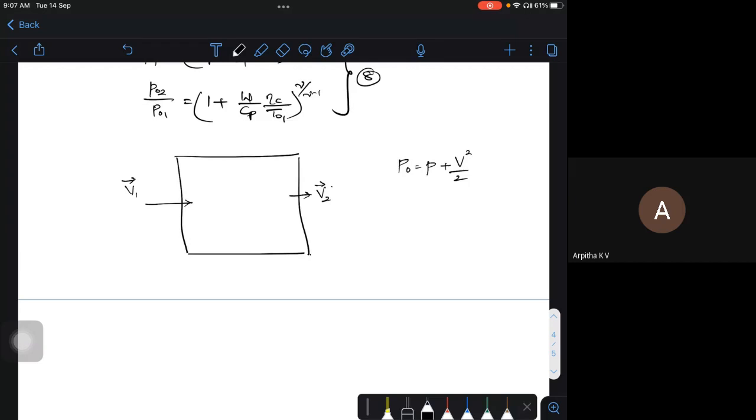Now, suppose at the inlet, this is open to atmosphere, from which I am trying to extract the air, or at the exit the air will exit to a large container, something like a tank. What will happen? Your exit velocity will nullify and it may become almost zero. So there are conditions where it may be static at the inlet or it can be static at the exit.